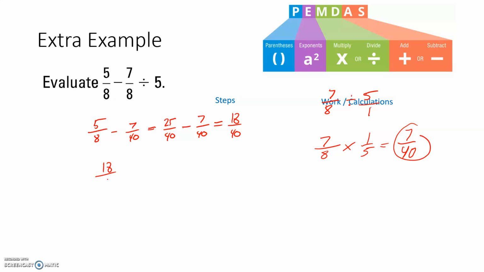18/40 is not quite simplified. Let's see, 2 is my only common factor. I'm going to go with 2, and if I need to keep going, I will. So I'm going to divide both sides by 2. 18 divided by 2 is 9, and then 40 divided by 2 is 20. And that is my answer simplified: 9/20.